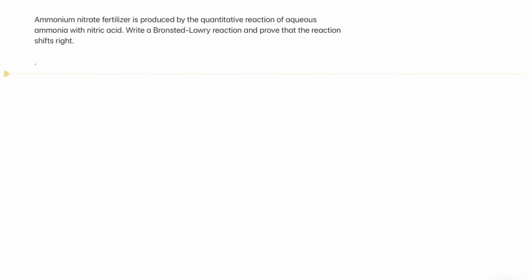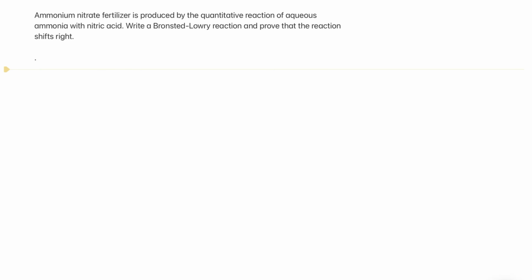Okay, so for the second example here, it says ammonium nitrate fertilizer is produced by the quantitative reaction of aqueous ammonia with nitric acid. Write a Bronsted-Lowry reaction and prove that the reaction shifts right. So we tell you that there's a reaction. That's how we know it shifts right.